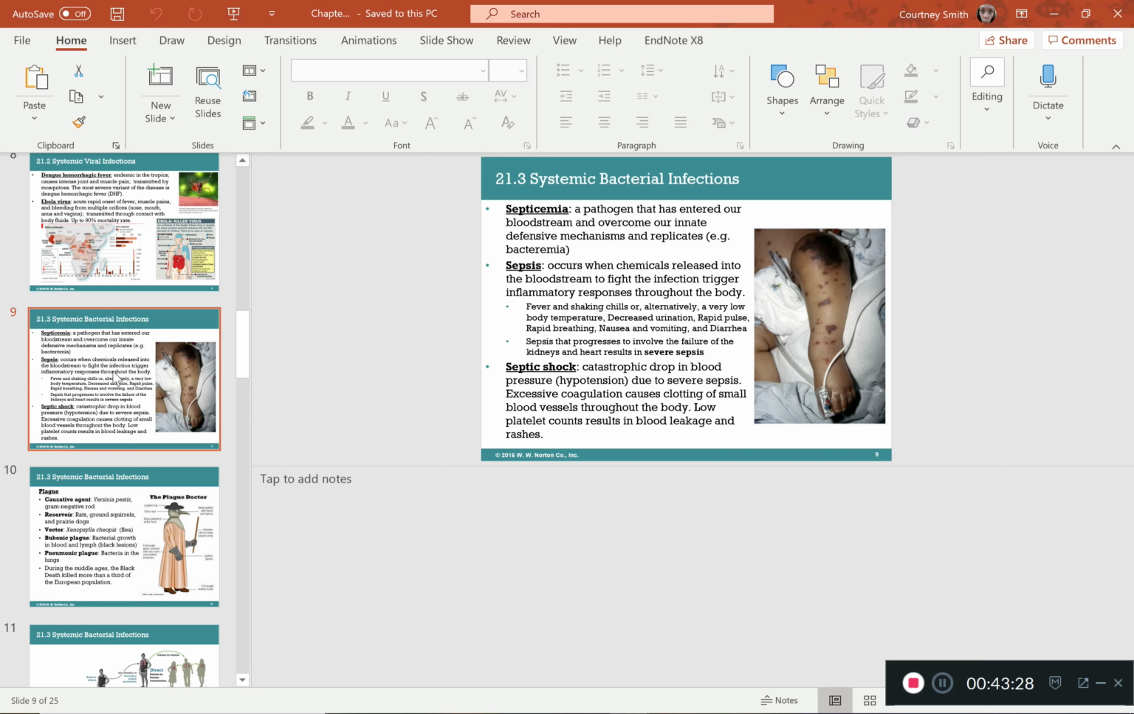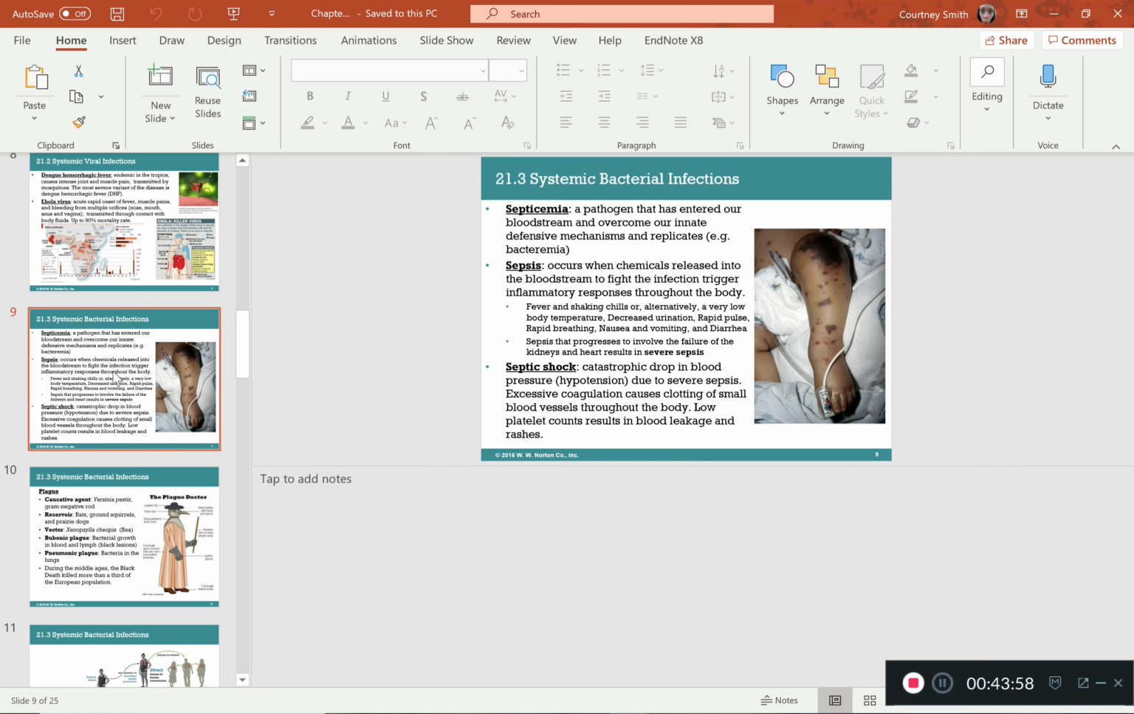And then septic shock, this is where the blood pressure of your patient will drop because they are entering severe sepsis. This is where you'll have low platelet counts because blood is leaking and rashes are being formed. So definitely just, like I said, know how to differentiate between those three terms. And that should be good for y'all.